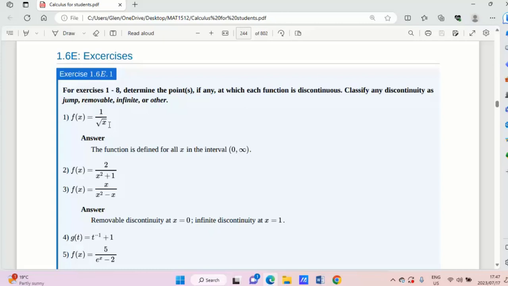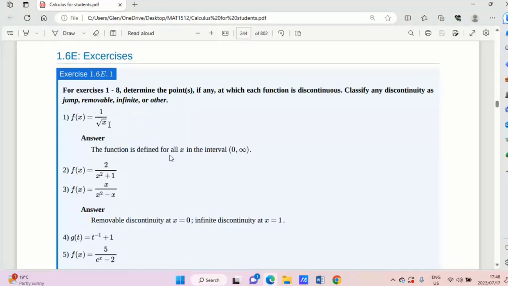Okay, I understand now how you solve the question. So, see, that's why they said the function is defined for all x in the interval 0 to infinity. So it's okay, I understand it. Now, when we come to number 2, what are we saying? Help me here. What are we saying in number 2?